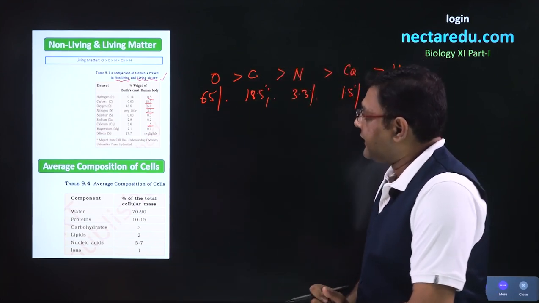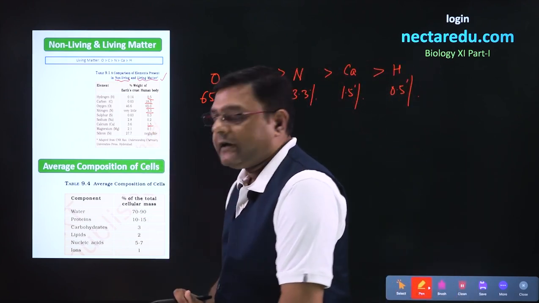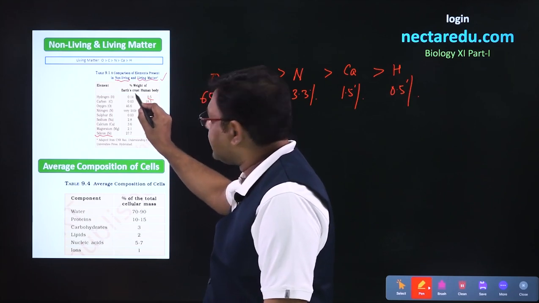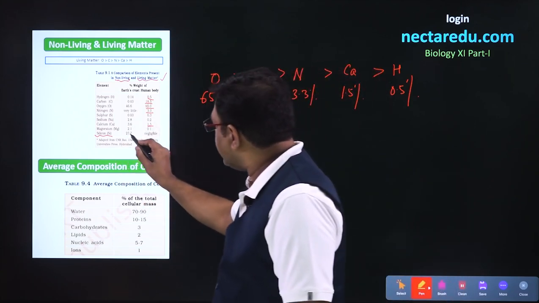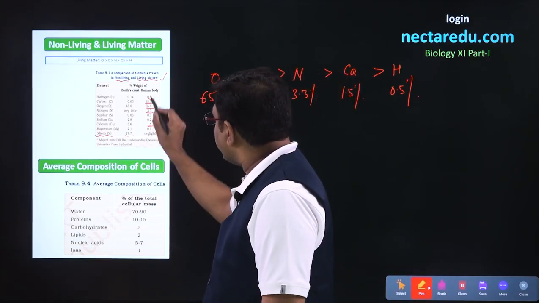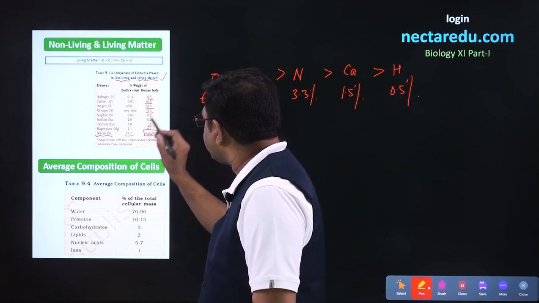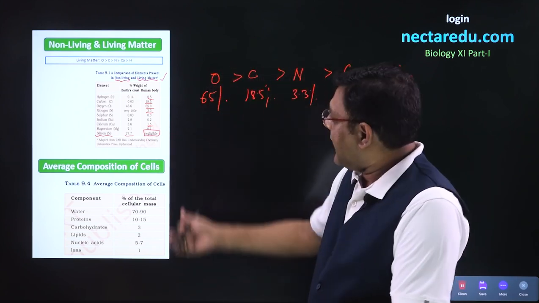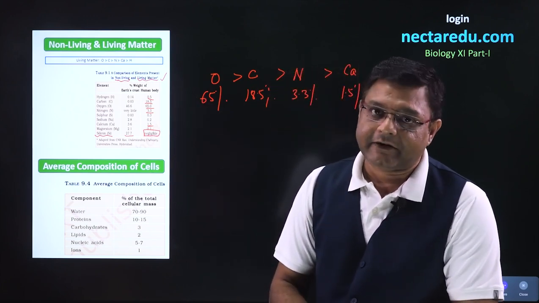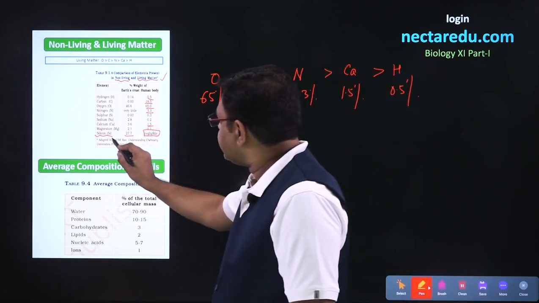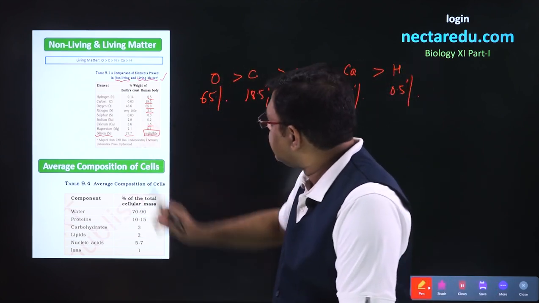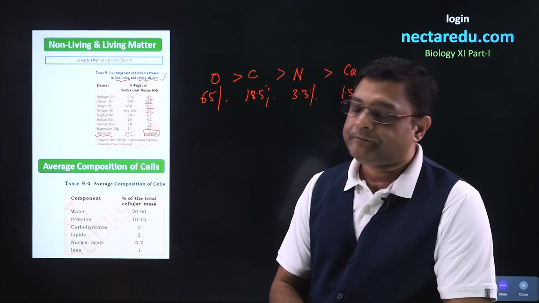One more inference we can make out of this particular table is that if we see silicon over here, then the percentage in earth crust is 27.7%, but its percentage in human body, that is the living matter, is negligible. So, it is absent. Other elements are almost present in both living matter and non-living matter, but silicon is abundant in the earth crust, that is non-living matter, but it is negligible in the case of human body.